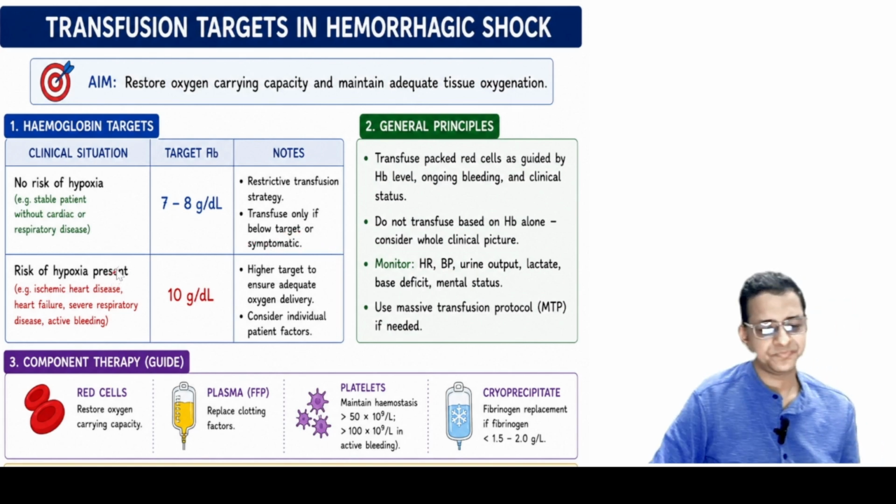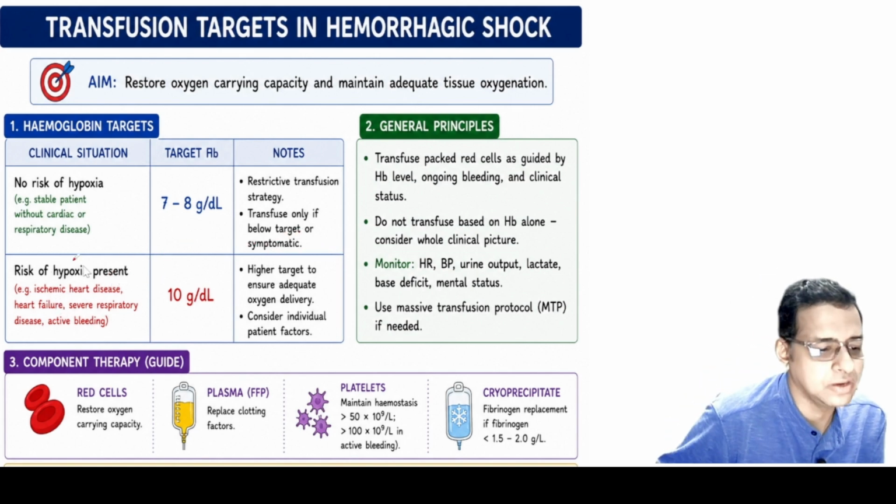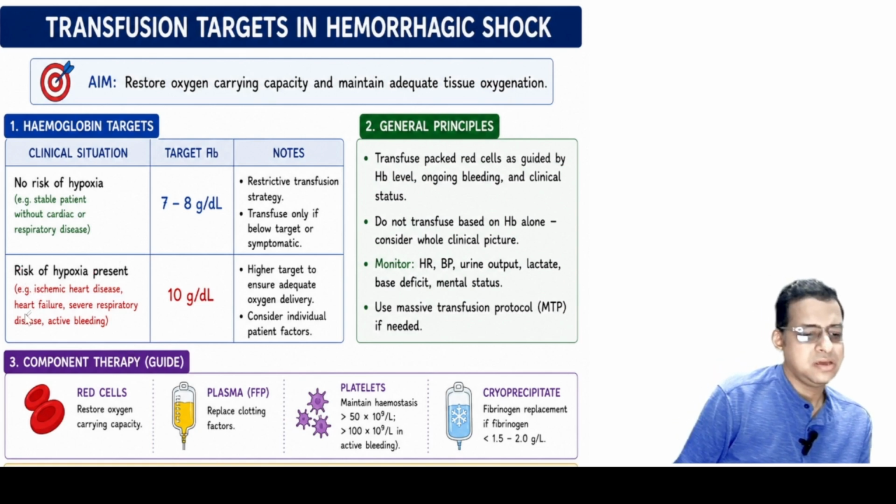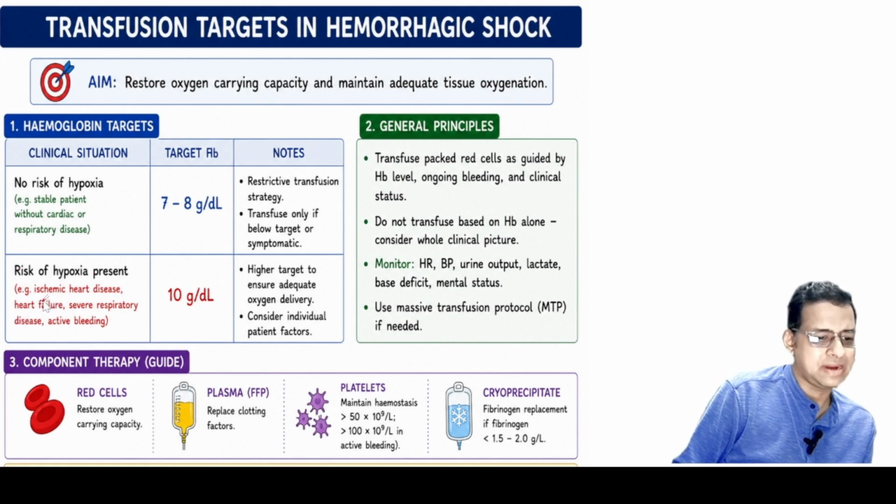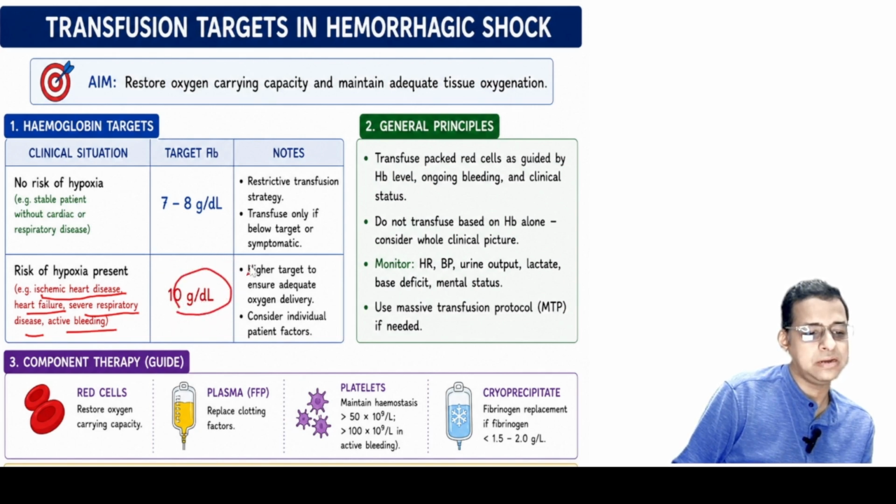In case risk of hypoxia is present, this is cardiovascular failure, ischemic heart disease, heart failure, severe respiratory disease, and active bleeding. You have to think about hemoglobin 10 gram per deciliter. Target the hemoglobin to 10 gram per deciliter, a higher target to ensure adequate oxygen delivery, and consider individual patient factors.